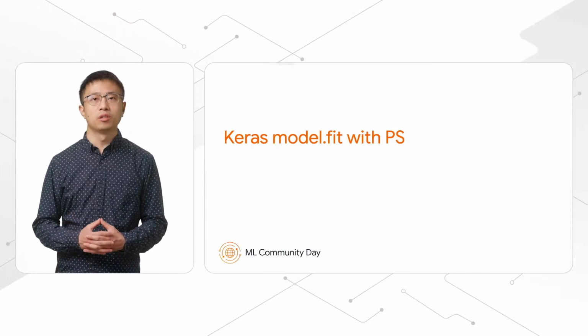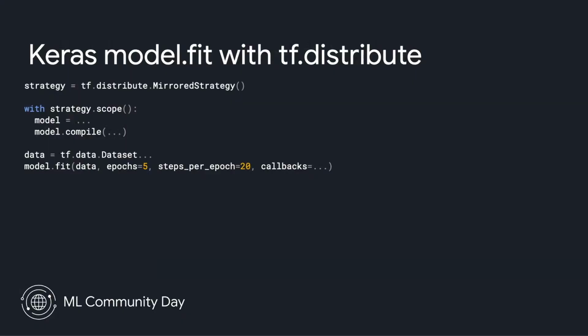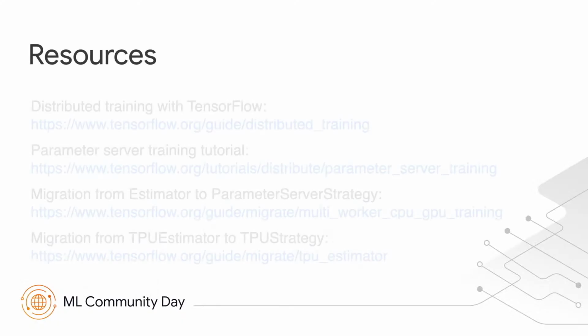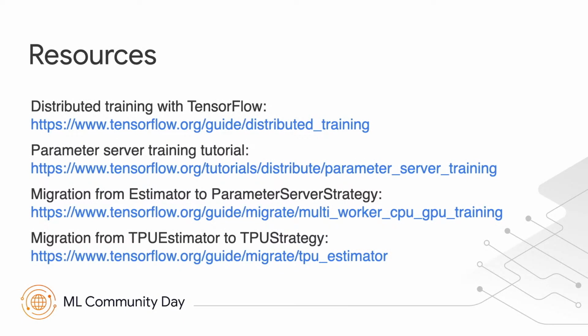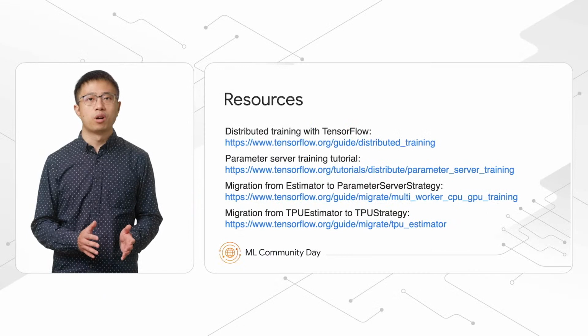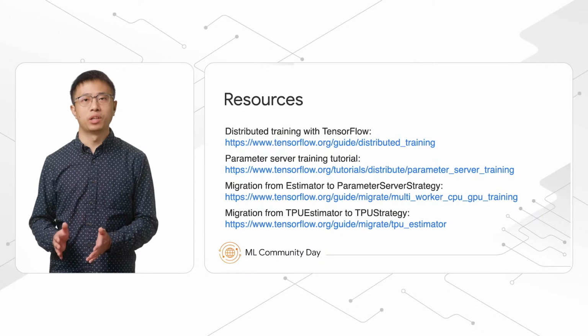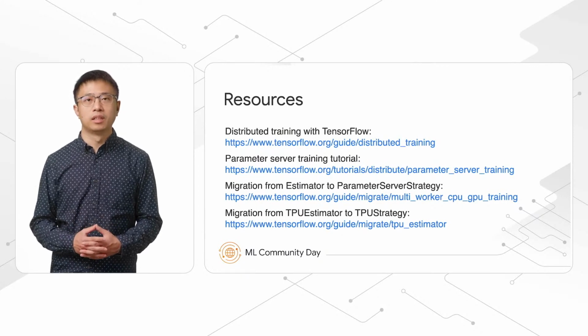ParameterServerStrategy has also been integrated with Keras Model.fit. This is how we use MirroredStrategy with Keras Model.fit. To use it with ParameterServerStrategy, you just need to replace MirroredStrategy with ParameterServerStrategy. The rest is exactly the same. Here are some resources for tf.distribute and parameter server training. We have also provided guides and tutorials on how to migrate from Estimator and TPUEstimator to tf.distribute. Thank you.